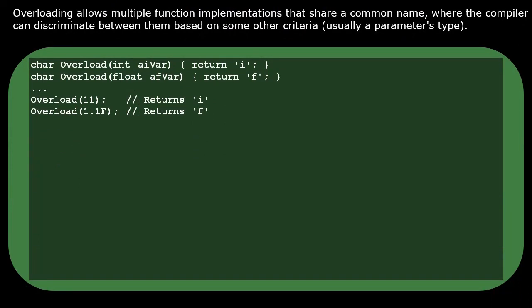Overloading allows multiple function implementations that share a common name because conceptually they are similar to each other. When you call that function, the compiler chooses which of those implementations to use based on some other criteria beyond just the function name. Usually, that discrimination is made because those implementations are using different parameter types.